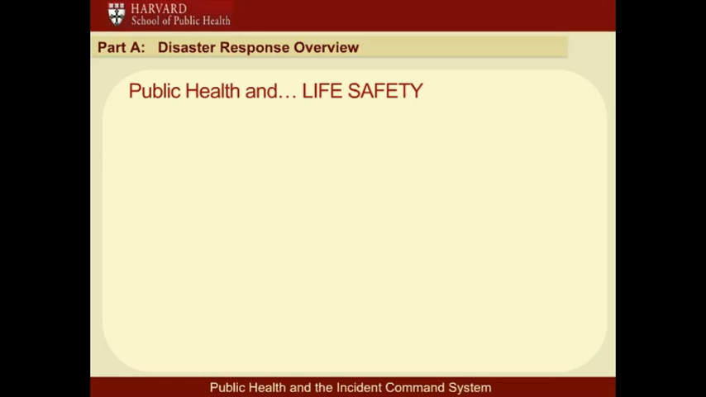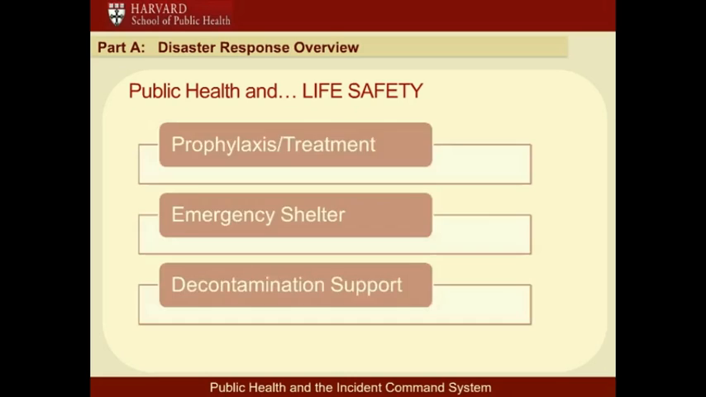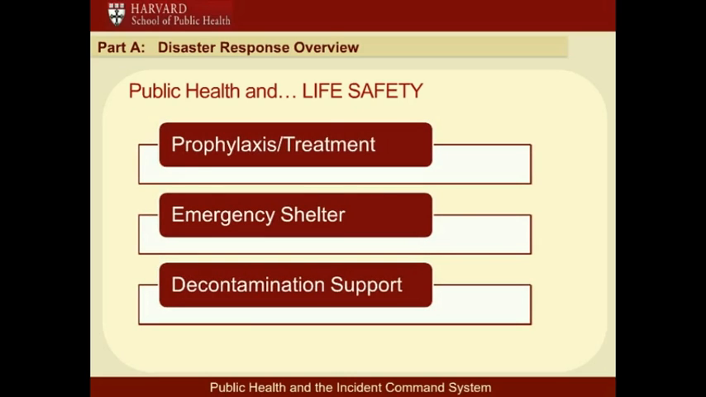When we look at disaster response and how it relates to public health, we can break it down by those three principles: life safety, incident stabilization, and property and environmental preservation. So if we start with life safety, what are some things that public health does that relates to life safety? We could start maybe with prophylaxis and treatment. Maybe it's public health running an emergency vaccine clinic, or running a dispensing site that's handing out doses of ciprofloxacin in response to an anthrax attack.